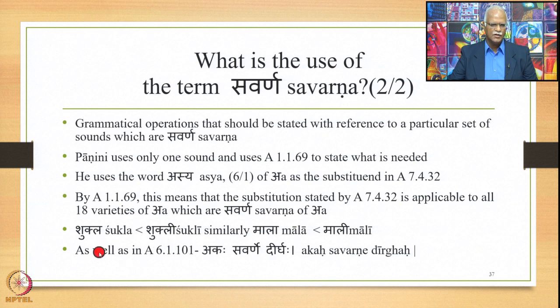Now, just as this short a becomes ī, you will also have long ā, which is stated to be a savarṇa of short a, to be substituted by long ī. So, mālā becomes mālī and śukla becomes śuklī. This is an important function of the term savarṇa. Similarly, in 6-1-101, akaḥ savarṇe dīrghaḥ, the term savarṇa is used essentially to state the vowel sandhi, which is of dvisthānika ekādeśa type.